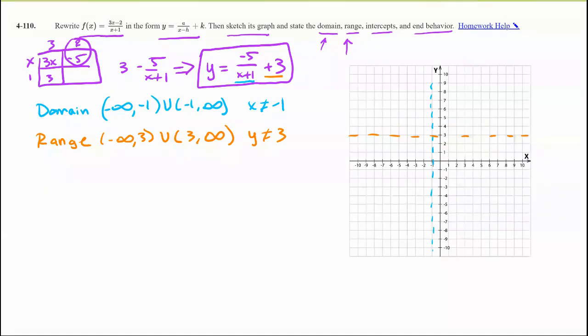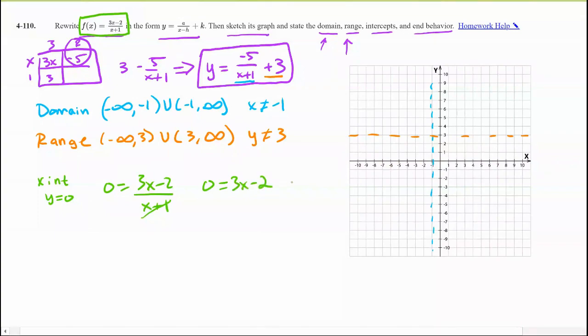Now intercepts, let's go ahead and do the intercepts next. I'm actually going to do the intercepts using my original form because I think it's easier. So for x intercepts, I'm plugging in y equals 0. So 0 equals 3x minus 2 over x plus 1. Multiply x plus 1 on both sides, which just gives me 0 equals 3x minus 2. Add 2 to both sides, divide by 3. So my x-intercept is at 2/3. So plot that point right there.